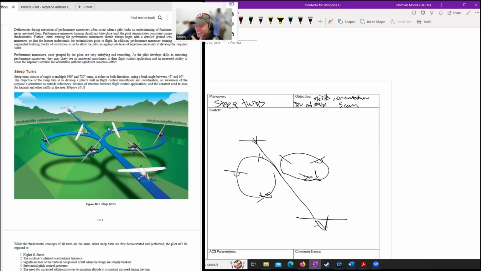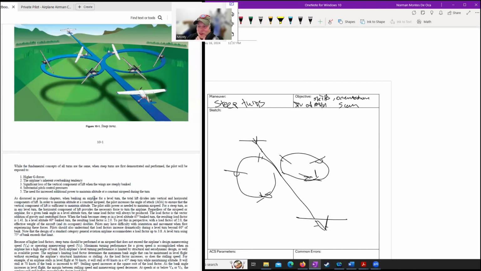Beautiful sketch, right? Okay, so continuing reading on. While the fundamental concepts of all the turns are the same, when steep turns are first demonstrated and performed, the pilot will be exposed to higher G forces. That's right. While we're doing steep turns, we're going to feel a little bit of G. The airplane's inherent overbanking tendency. Significant loss of the vertical component of lift when the wings are steeply banked.